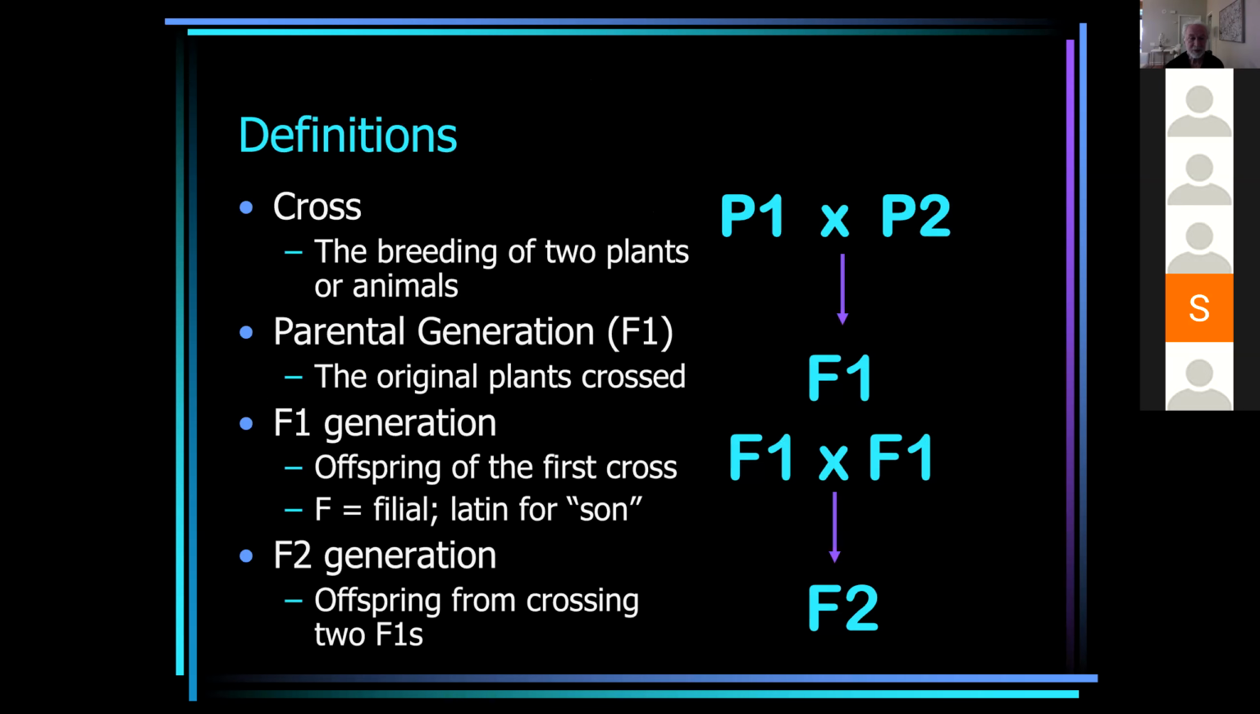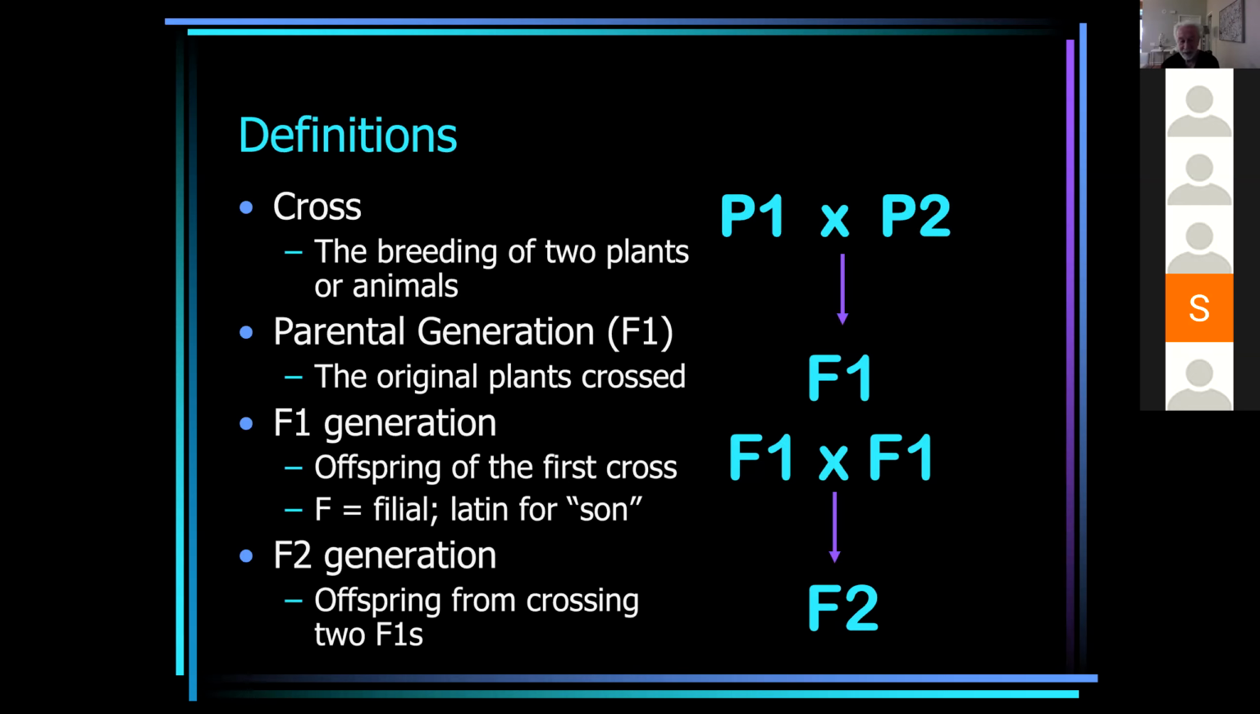So first, some definitions. What is a cross? It's the breeding of two plants or animals, parent 1 and parent 2. The parental generation is called the P. The original two plants are crossed. So the F1 generation is the offspring of the first cross. F stands for filial, the Latin word for son.